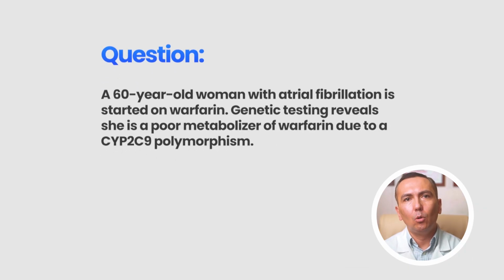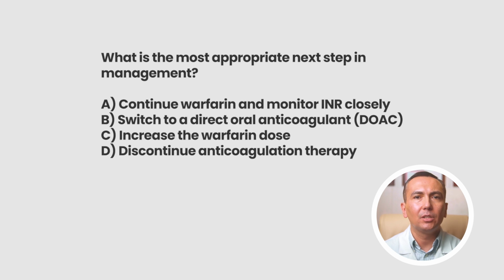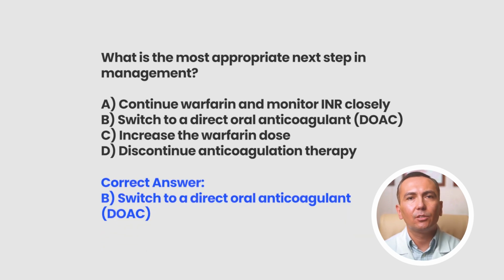Let's take a look at this clinical vignette question. A 60-year-old woman with atrial fibrillation is started on warfarin. Genetic testing reveals she is a poor metabolizer of warfarin due to genetic polymorphism. What is the most appropriate next step in management? The correct answer to this question is going to be switch to a direct oral anticoagulant, such as apixaban.